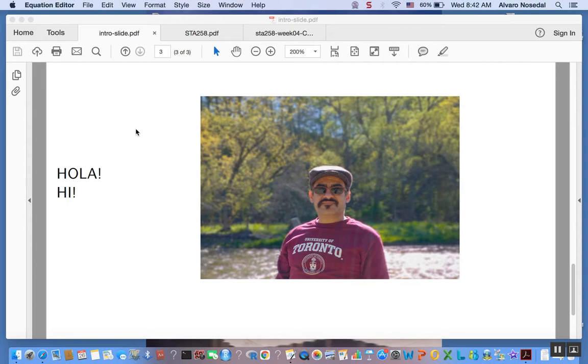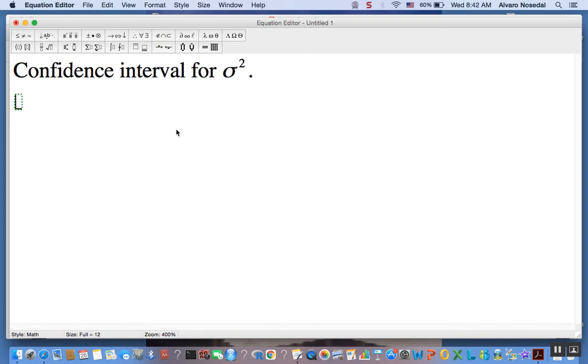Let's get to work. In this video, we are going to derive the formula to construct a confidence interval for sigma squared, the variance, under the assumption that we have a sample from a normal distribution. Okay? Let's begin. So, as I said, that's what we're going to be doing here. We're going to be constructing a confidence interval for sigma squared. And also, as I said, let me remind you about our assumption.